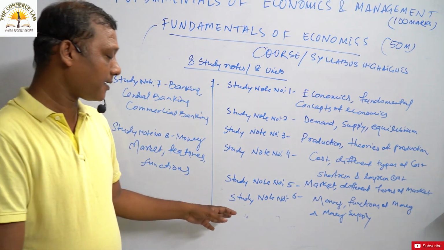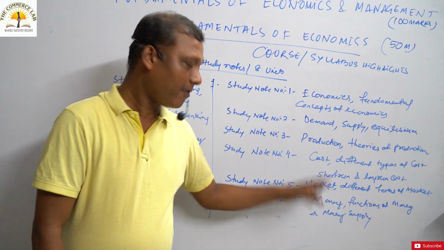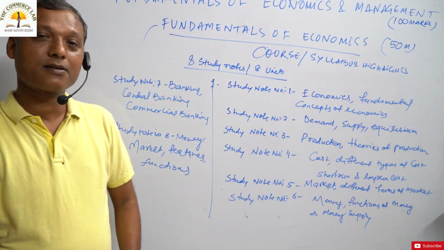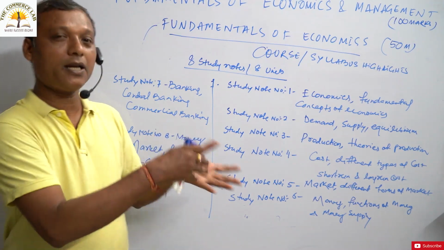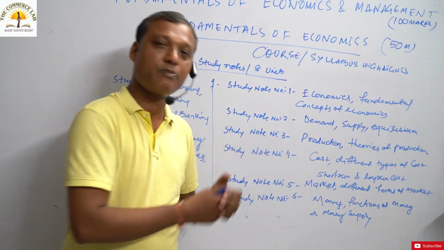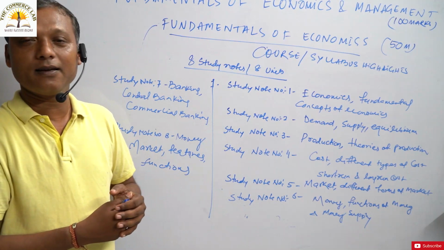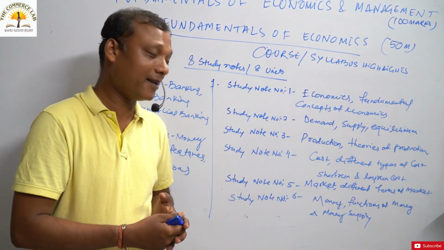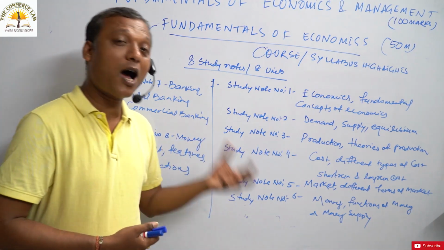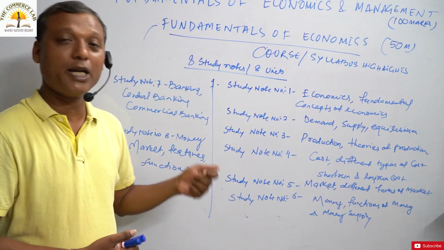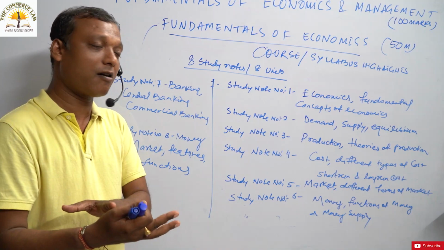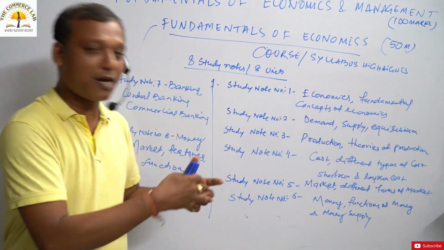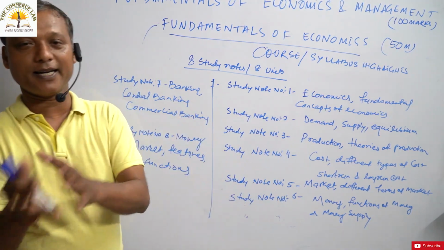Then we will study, under unit 6, money: where it comes from, how it comes, and what the function of money is. Before money, what was the problem, why did we search for money, and why do we need money? This is an interesting topic. Before money, what was there? What were the difficulties of that system, and why did we change from that system to the monetary system?